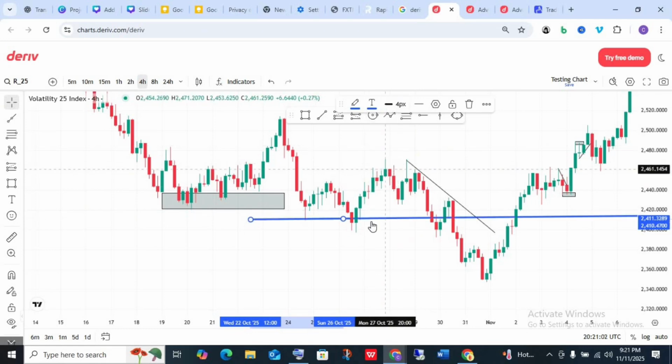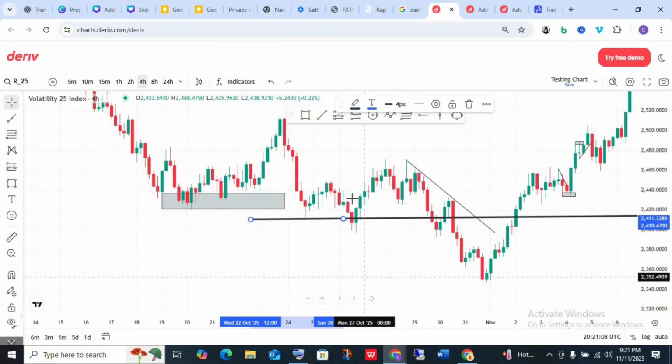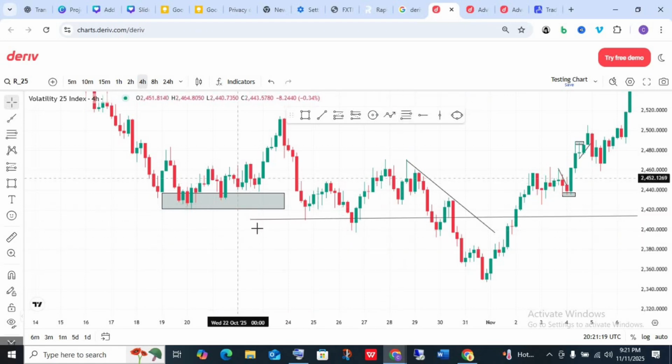I can change it to 4 pixels if I want it to be bolder. I can change the color to black. If I want, I can reduce the pixel to maybe 1 pixel. Yes. Same thing, you can adjust the color of every other tool that you are using.